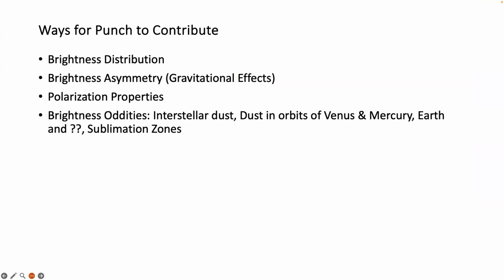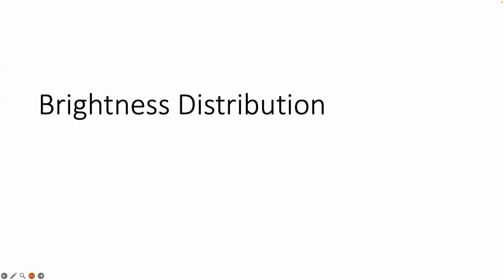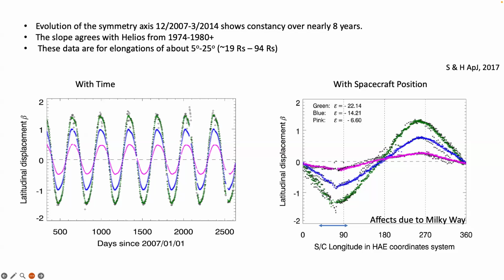So there are 4 ways that PUNCH can contribute, I believe. One is in the brightness distribution, the brightness asymmetry, the polarization properties, and then various oddities, which we'll get into. The asymmetry, I'll get into that in a bit. So brightness distribution. Here's what we measured as a function of time for 6 years, from launch until the STEREO-A spacecraft went behind the sun. This is what we saw.